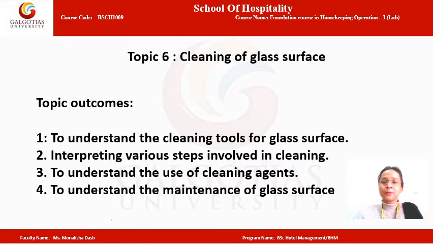This particular topic belongs to your foundation course in housekeeping operation lab, and the course code for the same is BSCH1009. So what are all the topic outcomes that we will be learning? They are to understand the cleaning tools for glass surfaces, interpreting various steps involved in the cleaning of glass surface, and to understand the use of cleaning agents or the cleaning solution that are used in the process of glass cleaning activity. And the fourth one is to understand the maintenance of glass surface.